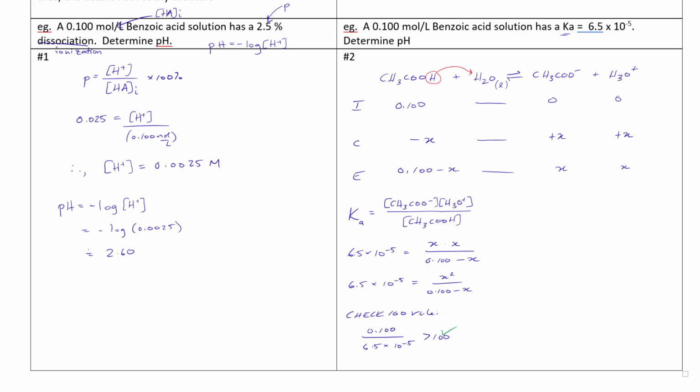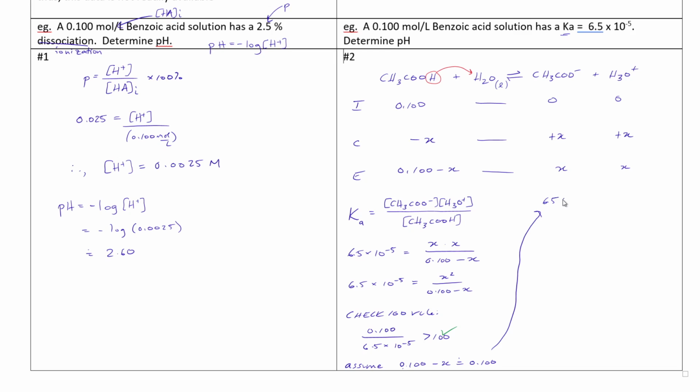So we can perform the following simplification. We can say assume that 0.1 minus x is approximately equal to just 0.100. We make that simplification because the Ka is so small. We know that the shift to the right will be quite small, and because the shift to the right is very small, this x value will be small in comparison to the 0.1. So subtracting a very small value from that 0.1 is negligible or insignificant. So we can just go ahead now and continue our calculation with our simplification.